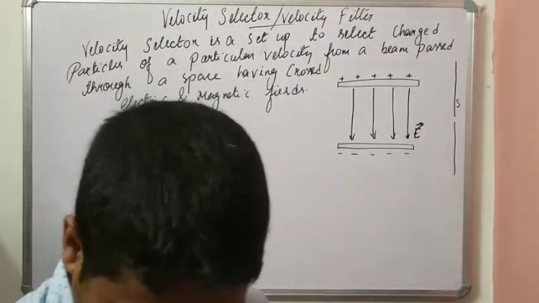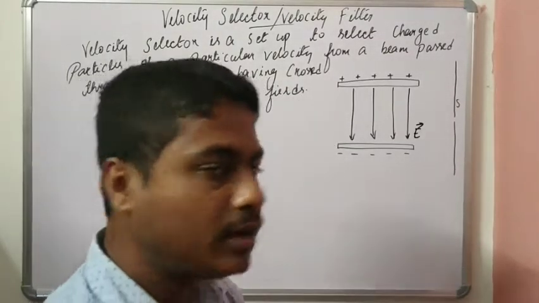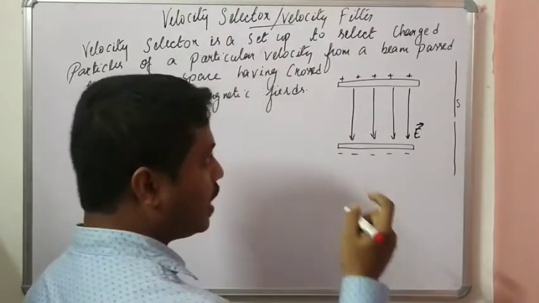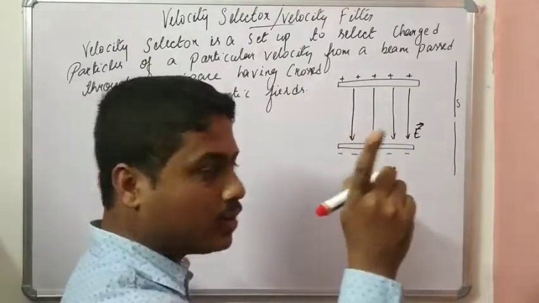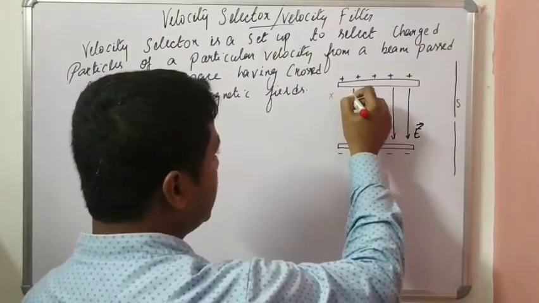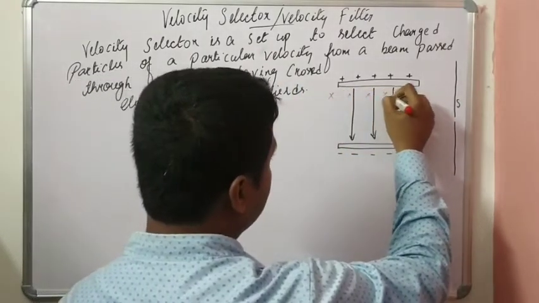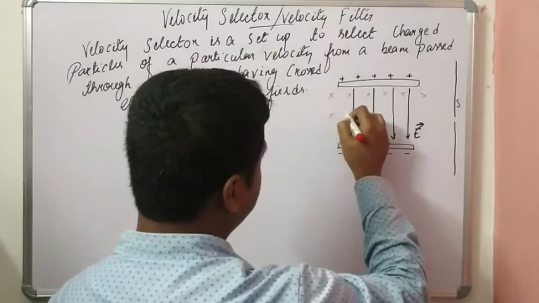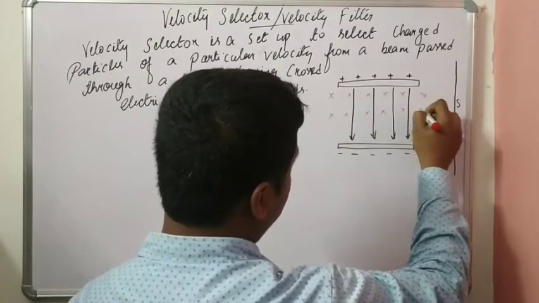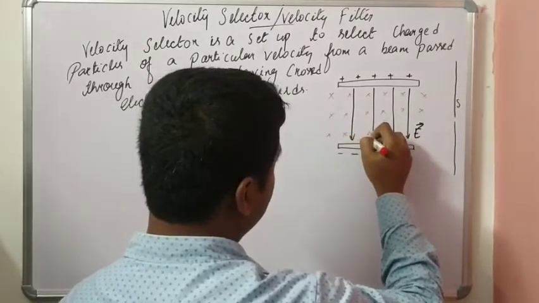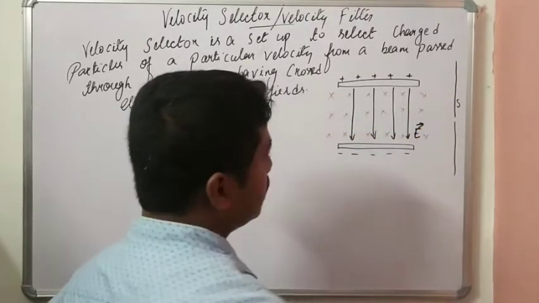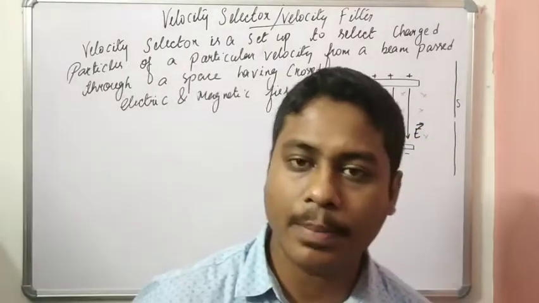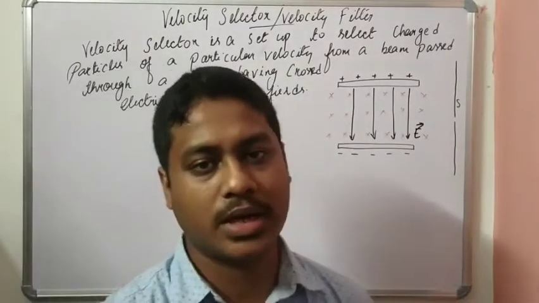Then in the same way, if I consider the direction of the magnetic field, I have already told that cross means perpendicular. So the magnetic field is directed in this way. This is the direction of the magnetic field. The cross means that the direction of the magnetic field is into the page.